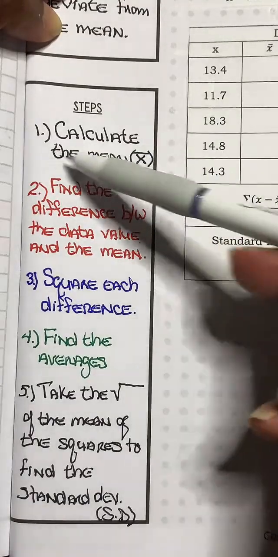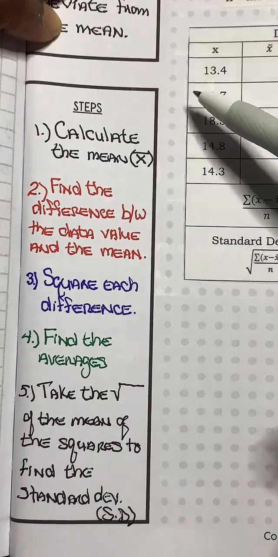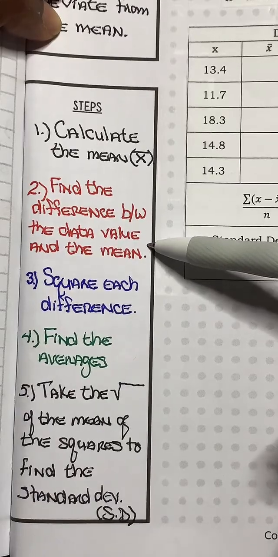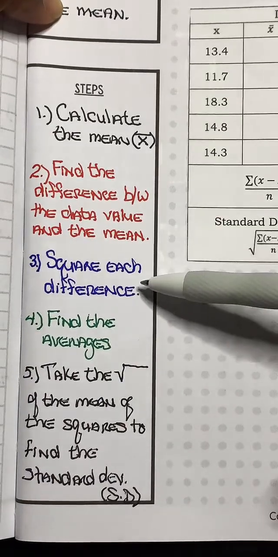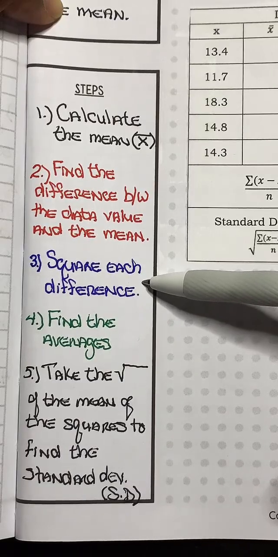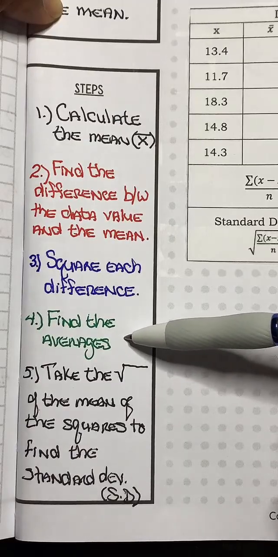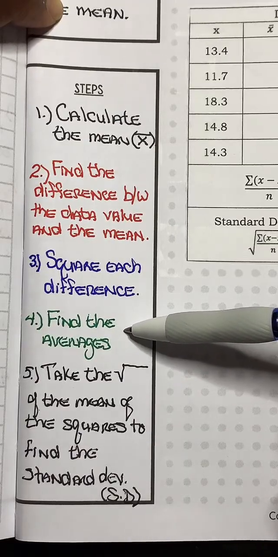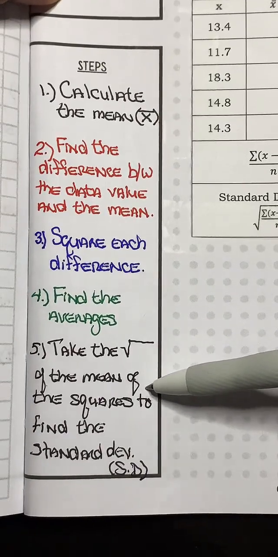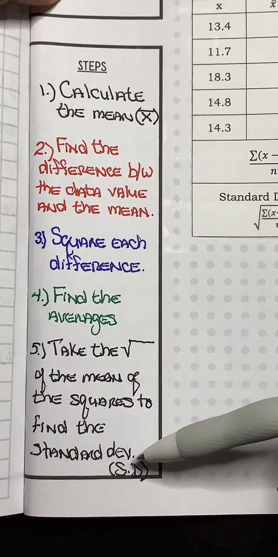Once you find what that mean is, then you're going to take the difference between each data value and the mean. I'm going to show you all this step by step. Then you're going to square each difference. After you square each difference, you're going to find the average of those. And once you find that average, you take the square root of that answer to find your standard deviation.